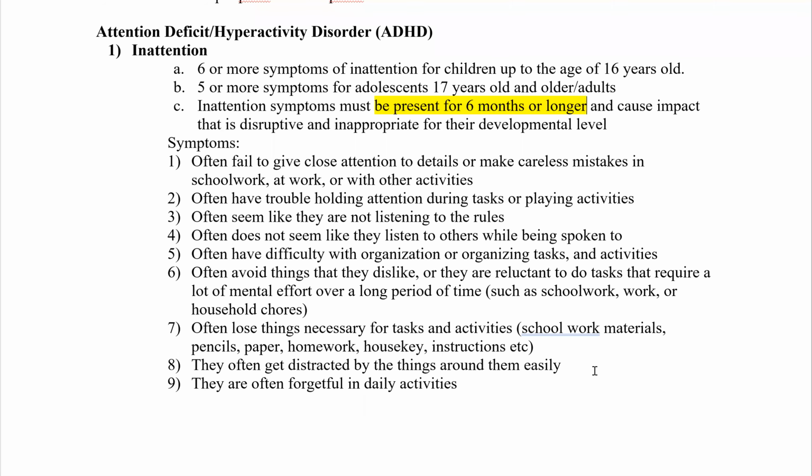They often have trouble holding attention during tasks or playing activities. They often get diverted off, or they just do half of what they thought would have been done. And it's difficult for them to stay in one spot. They may go to the next task and the next task because they get bored very easily. They often seem like they're not listening to the rules. So if somebody's talking to them, they may want to get into the activity so much faster than everyone else that they're just not listening. They listen to half of what they would have wanted to hear in order, and then they'll be asking questions about rules that have been told to them prior.